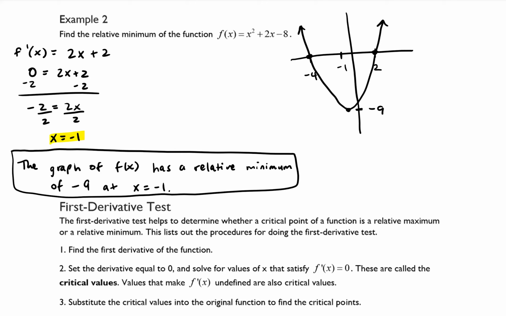And that's not a coincidence. This is the same value as this here. And then you can plug that back into the original function again and get negative 9. So setting the derivative equal to 0 is also a way to figure out a relative maximum or a relative minimum.